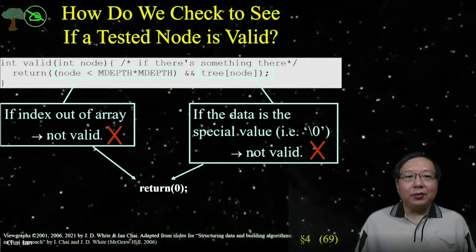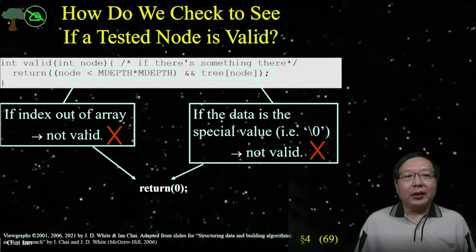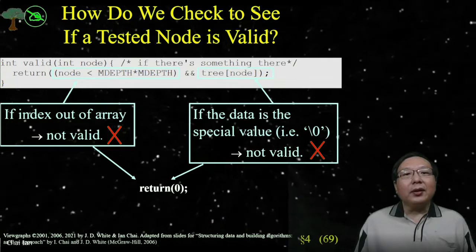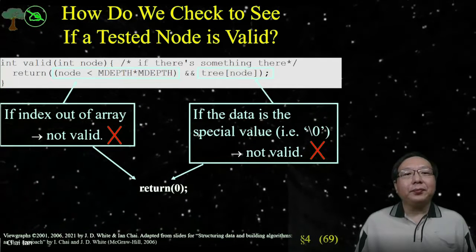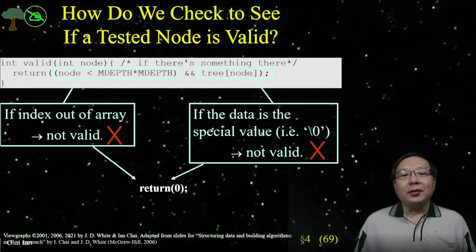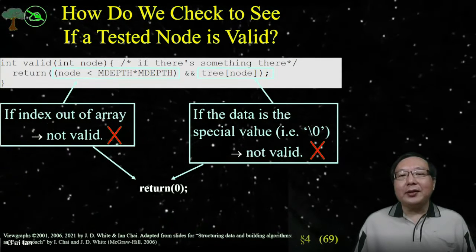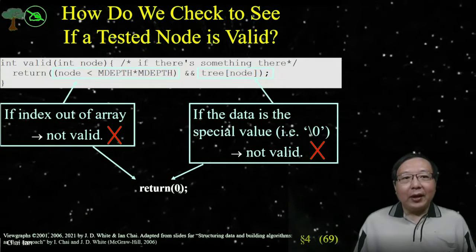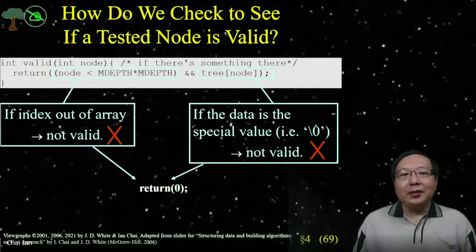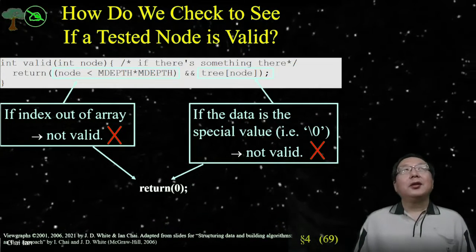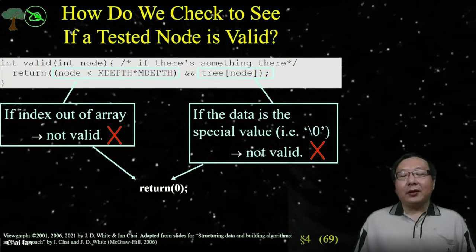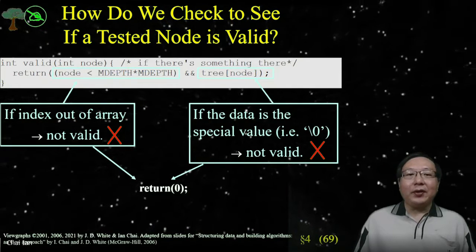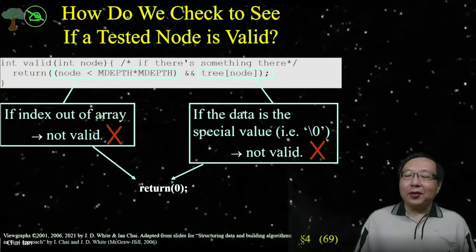We return this and this. If this is true, node less than depth, then it is valid. If the tree node has a value that is valid, then it's valid. Both have to be valid. Okay, and note that we put this here because in C++ we have short circuiting, and if this is false already, it doesn't bother to check this. And this is very important because you cannot check this if this is false already. Okay.